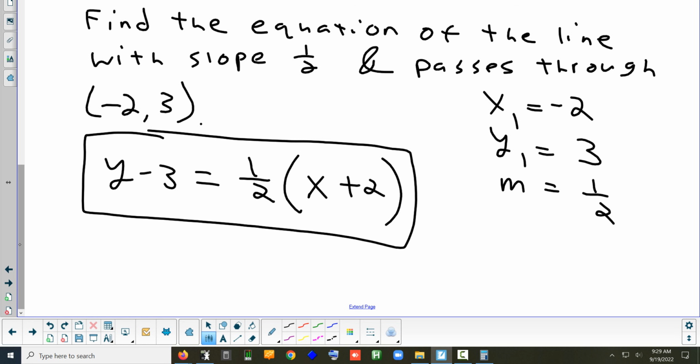In point slope form. If they wanted that in y equals mx plus b, we could do it, just like I showed you the last problem. First, you'd have to distribute out the 1/2, and then you'd have to add 3, and you could get y by itself. But this one didn't ask us to do that. Any questions on that? Okay.